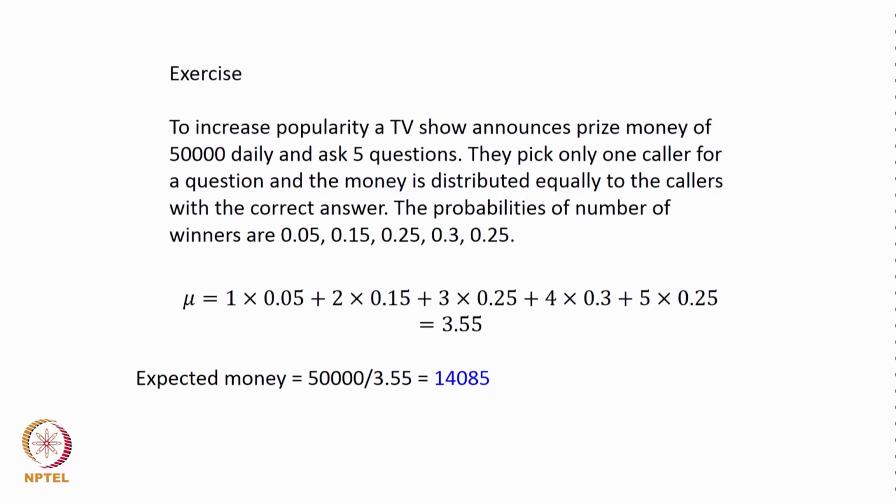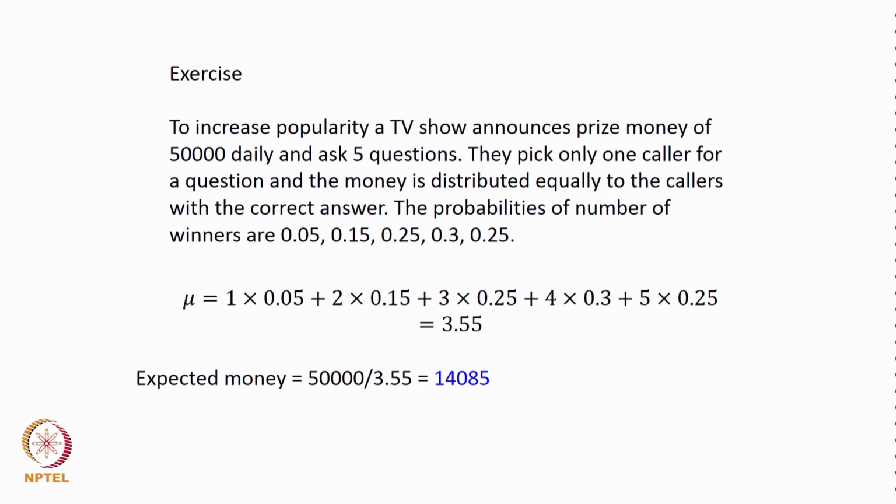So another exercise: to increase popularity, a TV show announces a prize money of 50,000 daily and asks 5 questions. They pick only one caller for a question and the money is distributed equally to the callers with the correct answer. The probabilities of number of winners are 0.05, 0.15, 0.25, 0.3 and 0.25 for the 5 questions respectively.